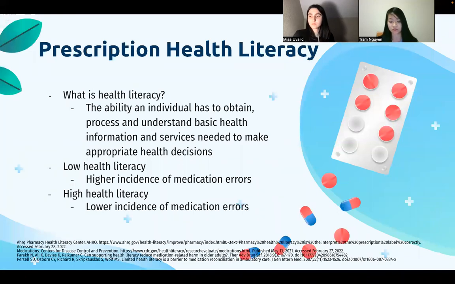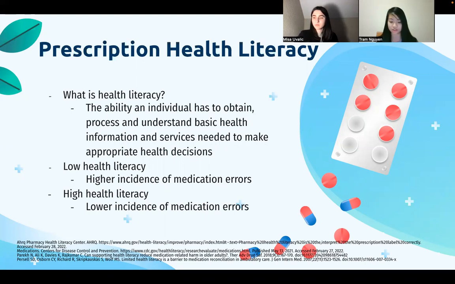Health literacy is the ability an individual has to obtain, process, and understand basic health information and services needed to make appropriate health decisions. A low health literacy correlates to higher incidence of medication errors, and a high health literacy correlates to a lower incidence of medication errors.